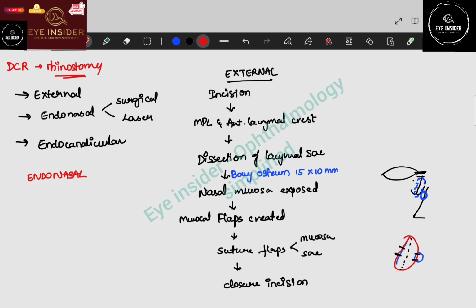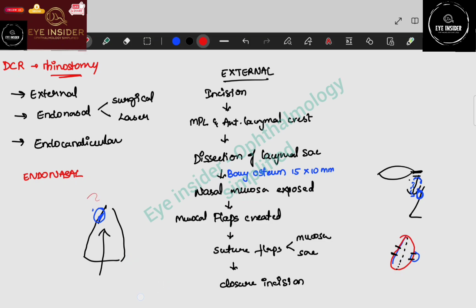Coming to endonasal DCR. In this, it is done through the nasal cavity and not from the external. So there is no external incision over here. We go through the nasal cavity and we create a bony osteum, and through this bony osteum we will create a stent which goes and inserts into the canaliculus. From the canaliculus, the stent will drain the fluid into the nasal cavity. Some people also avoid the stent, so without stent also they keep it like that.